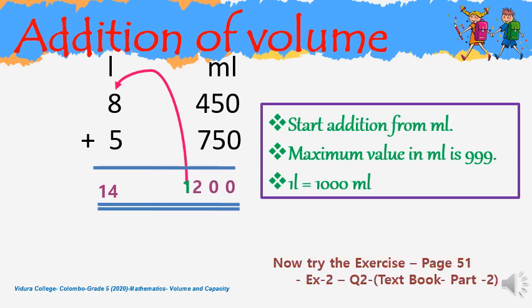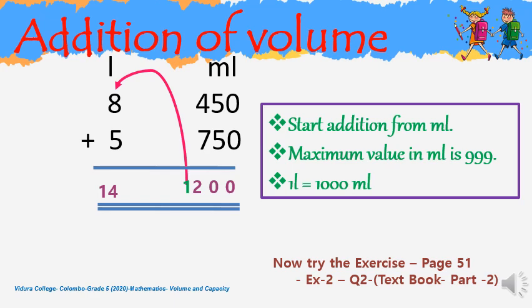Now kids, we are going to add volume. Addition and subtraction of volume is much similar to normal addition and subtraction. Only thing is, here you have two columns with relevant units, liters and milliliters. So, start addition from the milliliter side. You know 1 liter means 1000 milliliters. So, the maximum value we can keep under the milliliter column is 999.